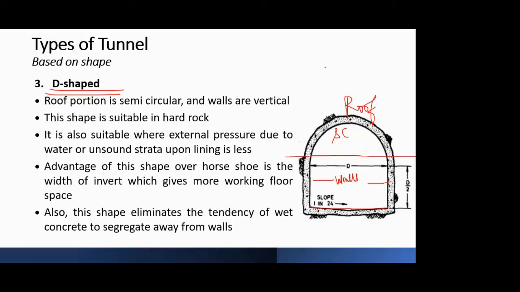And the invert is also more flat than the horseshoe shape. Okay. Now, this type of tunnel is suitable in hard rock because, or you can just keep this logic. Suppose there is soil, you all have studied retaining walls. So suppose this is the soil and I have just placed some vertical barrier like this. Okay. And if I calculate or analyze the pressure which is exerted by this soil on this vertical barrier, that pressure will be many times higher than this scenario in which you have a retaining wall and the shape of the retaining wall is something like this.